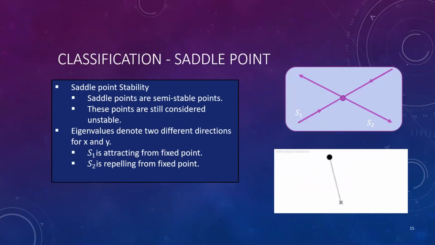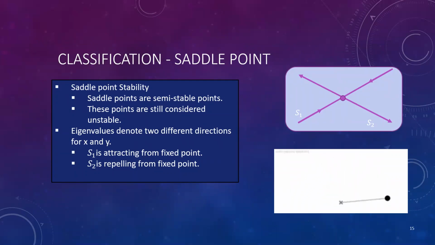Going through our classifications, we can see that our point is a saddle point because both eigenvalues have opposite signs, and they're both real and distinct. What is a saddle point? Saddle points are semi-stable points. These points are still considered to be unstable, but they're not completely unstable.